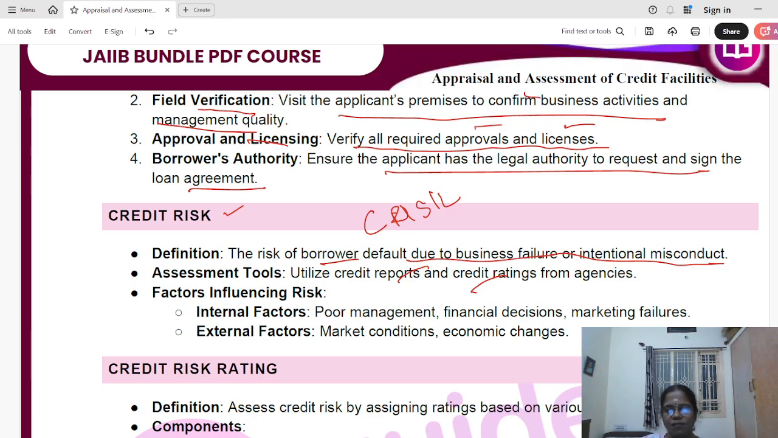Credit Rating Information Services of India Limited. Appraisal is nothing but the Credit Rating Information Services of India Limited.